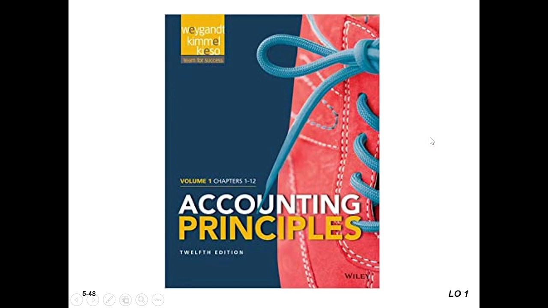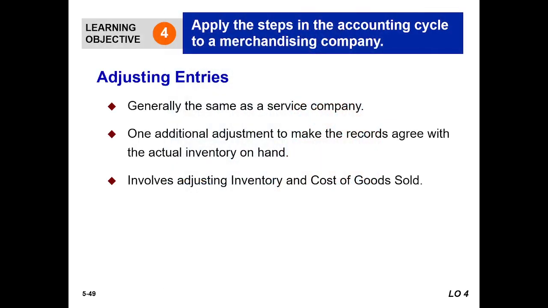We are following this book, Accounting Principles by Weygandt, Kimmel, Kieso, 12th edition. Now we are going to discuss our chapter, Accounting for Merchandising Operations. This is learning objective 4: apply the steps in the accounting cycle to a merchandising company.